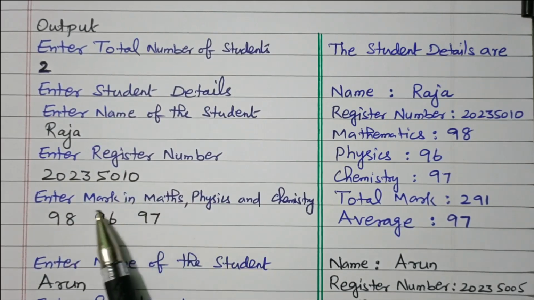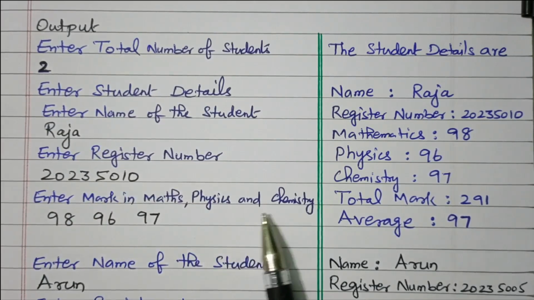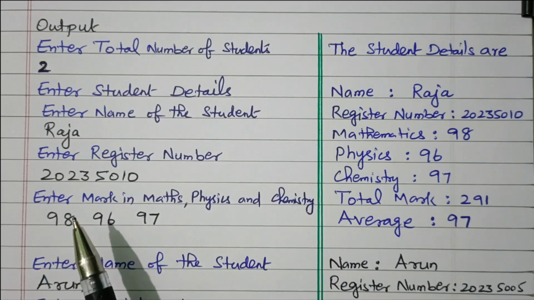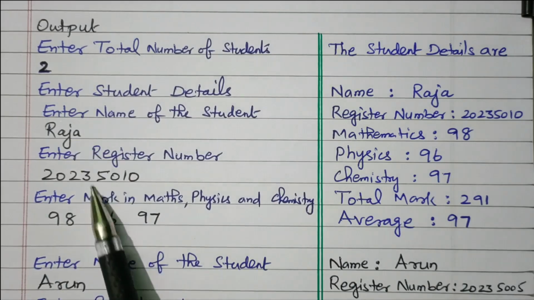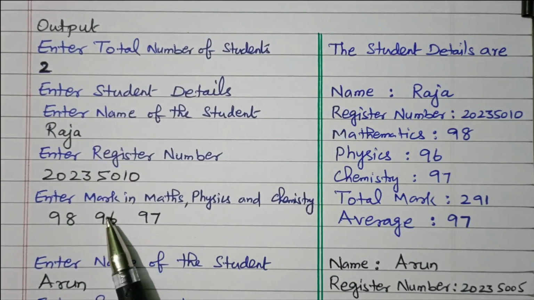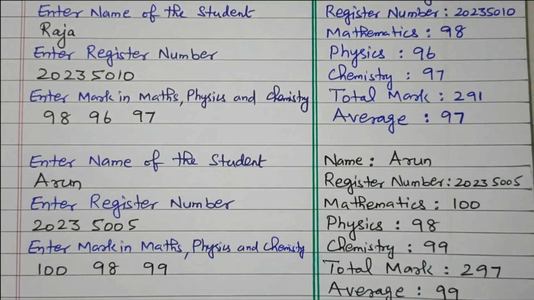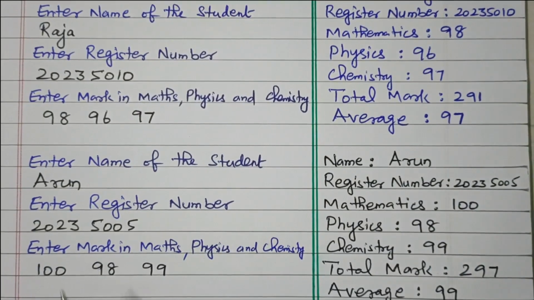20235010. Enter marks in maths, physics and chemistry: 98, 96, 97. So we ask for the student details and the user enters them one by one. That refers to the first student. So after that i will be incremented, and it will ask for the student details of the second student.